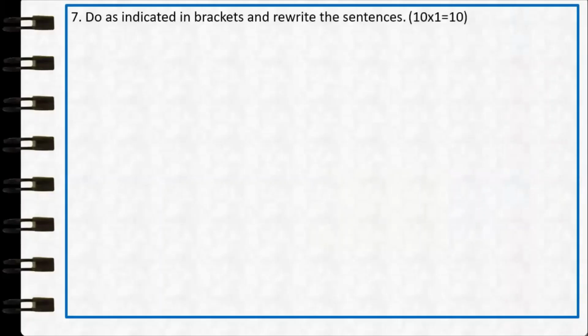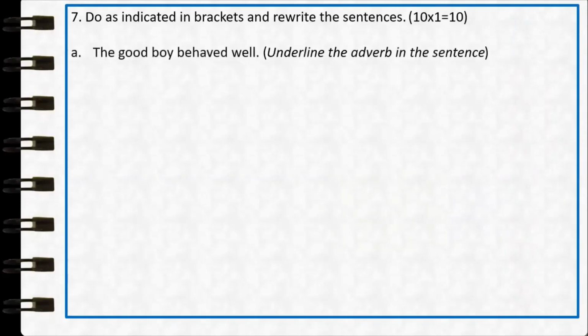Now moving to some questions from grammar. It says, do as instructed in brackets and rewrite the sentences. There are altogether 10 sentences. You need to rewrite them. The boy behaved well. The adverb is well.